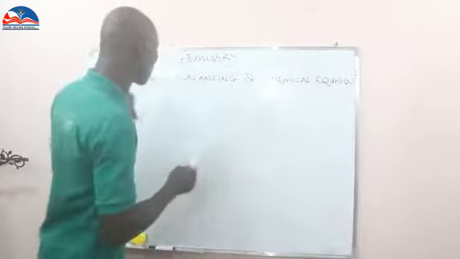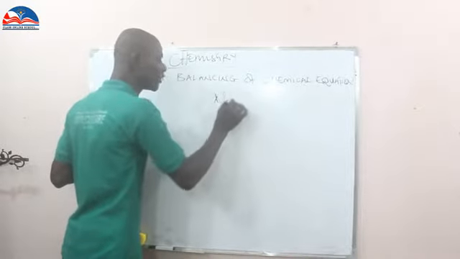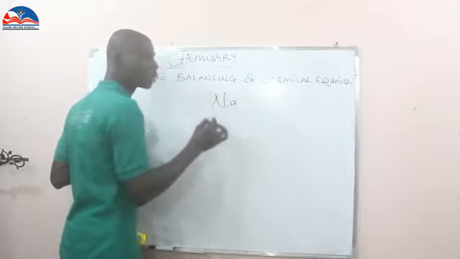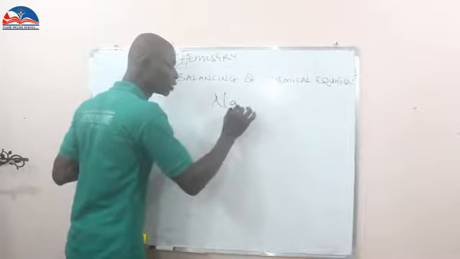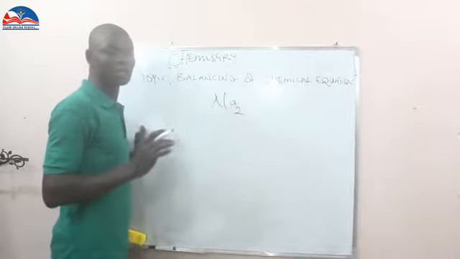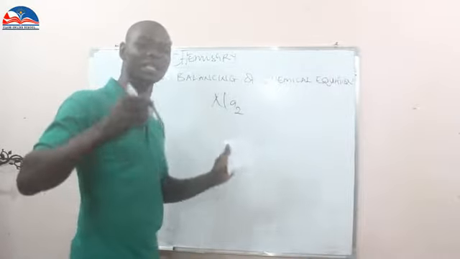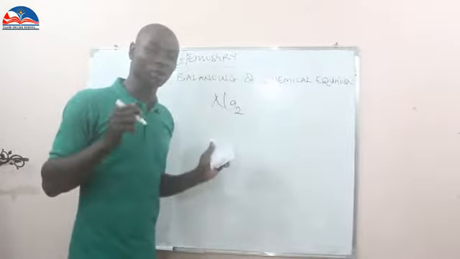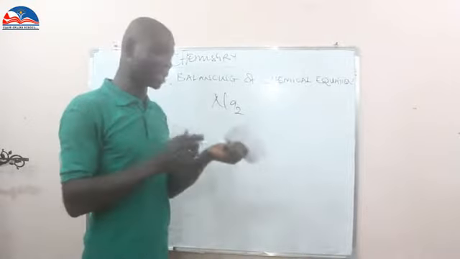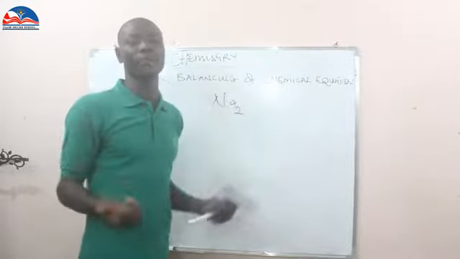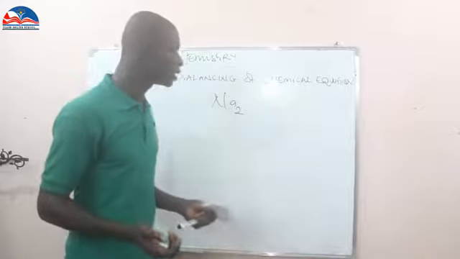When I say subscript, I mean if you have sodium like this, you cannot just balance the equation by putting 2 here. No. This 2 will only occur as a result of the valency combination, just like what we treated last time when we were doing valency. That is the combining power of an element.